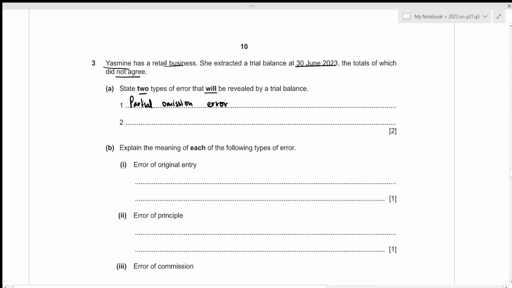Then the second type of error will be our transposition error. That is when a number is changed while entering into another account. So let's say that our journal entry has the amount of 3,520, and while writing it down into our ledger account, we might flip the numbers and write down 3,250. That's an error of transposition which will be revealed by a trial balance. So we have transposition error. Okay. That's all for the first part.